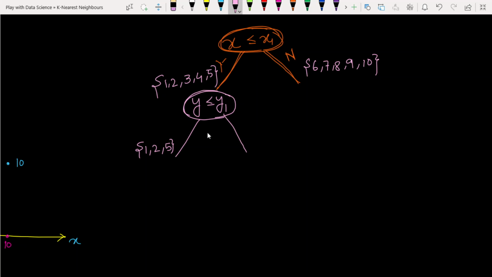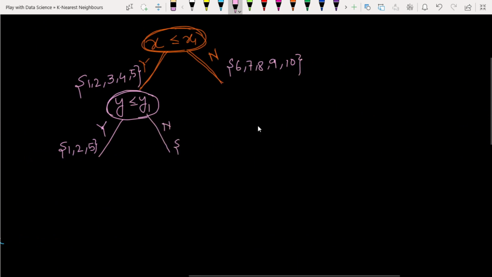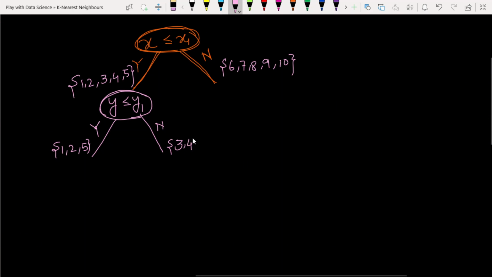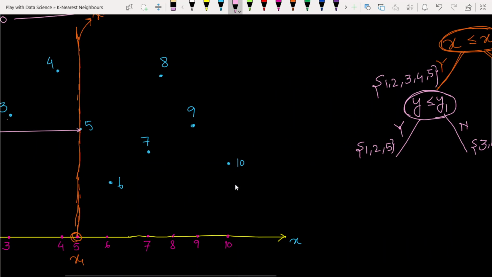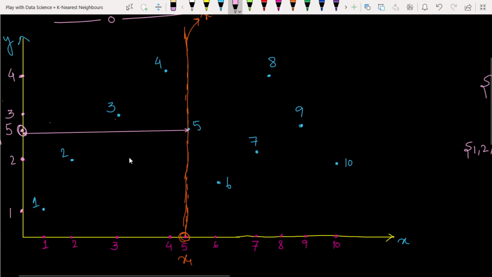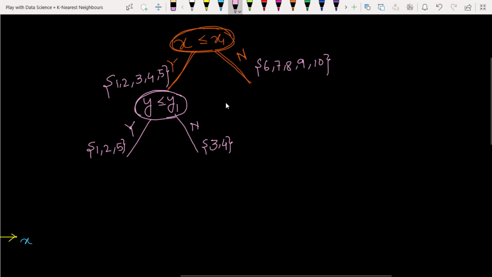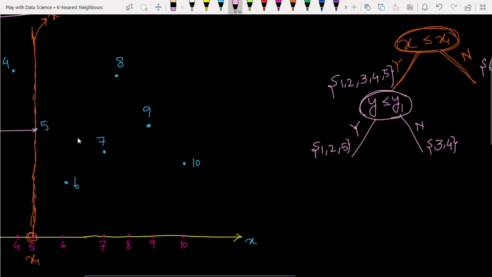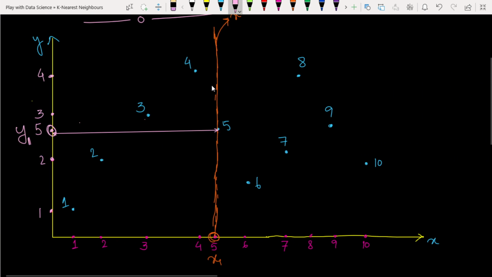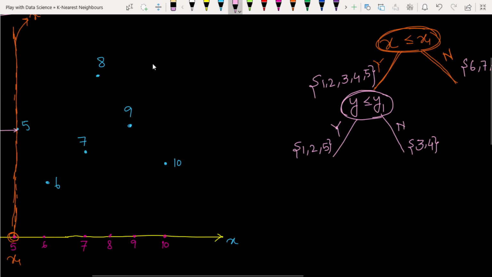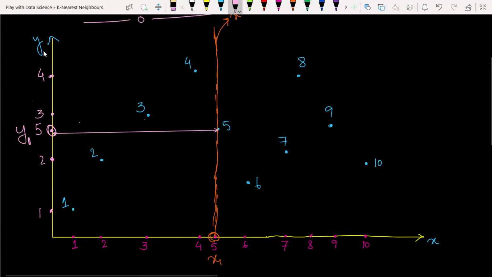If this condition is yes, then on the other side the value will be 3 and 4. Now again we do the same job for the right side. I just do the same job as for the left side. For the right side I draw the same thing, but because of the complexity I draw the same y-axis on the right side also.